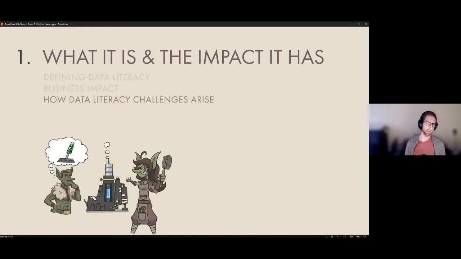We're then going to dive into a very deep and heavy topic, which is how data literacy challenges arise. And this is where things get complicated. This is where things get nuanced, because we'll learn that data literacy challenges are not so much about tools, but more about people. And we all know that people are very different. We're different in our educational background, the way that we engage with data, both in our personal and professional lives, and how we use data to make decisions.